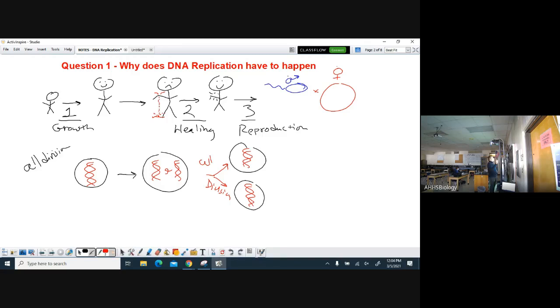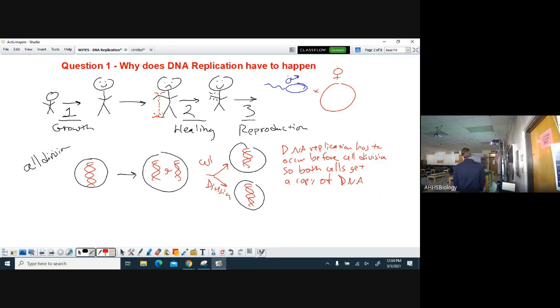So if we wanted to explain why it has to happen, DNA replication has to occur before cell division, so both cells get a copy of DNA. That's the big picture. If you don't copy DNA, you can't grow. If you don't copy DNA, you can't heal from injuries. If you don't copy DNA, you can't reproduce. Okay, because all of those things require cells to divide.